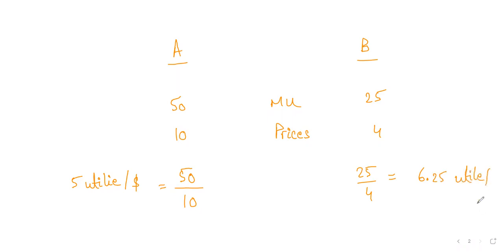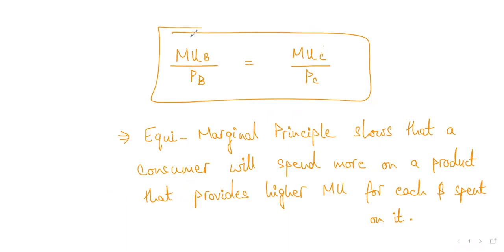So which of the two should be more preferred? Obviously B. That's the significance of the equimarginal principle, that it shows the consumer spends more on a product that provides higher marginal utility. And it also makes sense. Students, think about this. When we have to decide which product to buy, what we are looking for is the best deal. What do we mean by the best deal? Which can give us more satisfaction for less price. Whichever product can give us more satisfaction for less price, that is the product that we want to spend our money on.